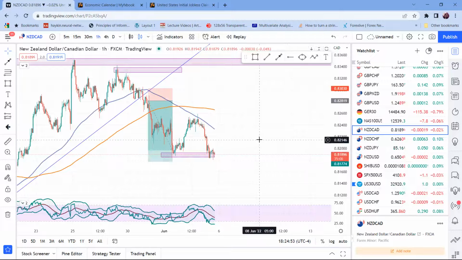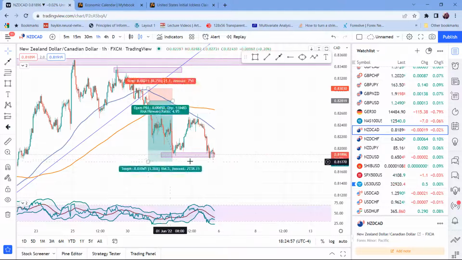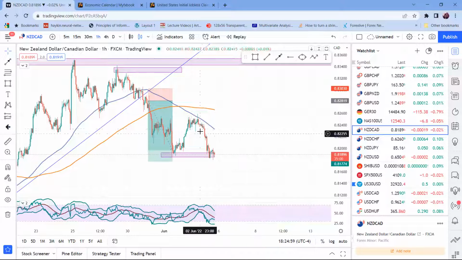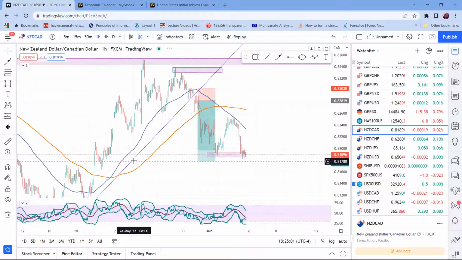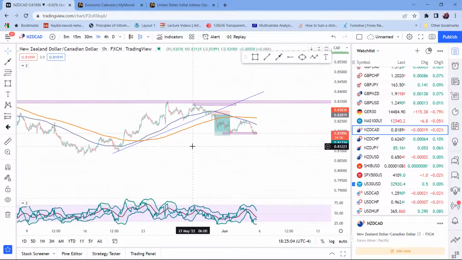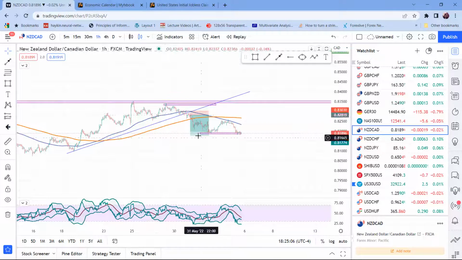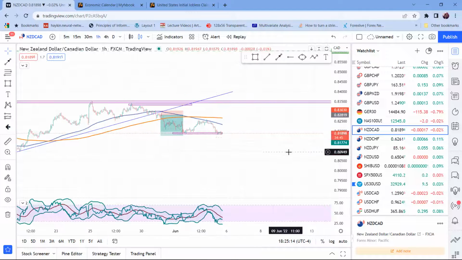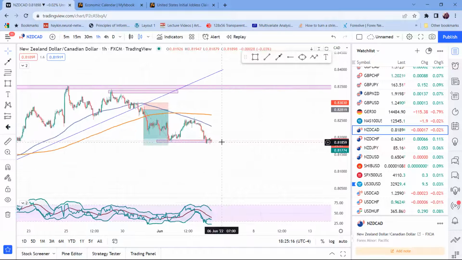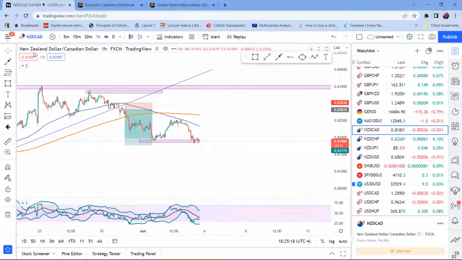Possibly NZD CAD. Again, however that CAD strength plays out, who knows, right? But overall this is looking like we could see a bearish continuation move, right? If we could get a clear push past down here and maybe a retest, then it is pointing to be a little bit more of a bearish sentiment, seeing some movement continue to the downside.